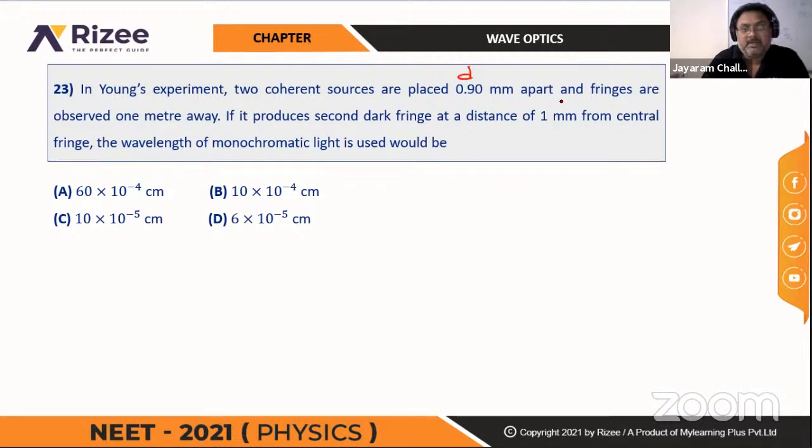Next one. In YDSE, two coherent sources are placed at a distance of small d apart, and the fringes are observed 1 meter away, capital D is equal to 1 meter. It produces a dark fringe at a distance of 1 mm, that means Y from the central region. Put it in the formula. So Y is equal to delta x, that is capital D by small d.